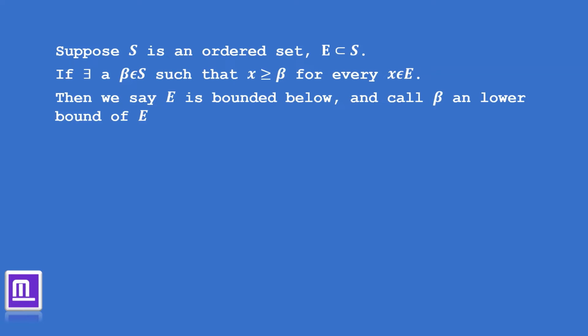In order to understand with the help of the greater than or less than symbol, you just take, instead of S, Q, the rational number set, and E is a subset of the rational number set. If there exists a rational number beta such that every element of E is greater than or equal to beta, then we can say beta is the lower bound of E, and E is bounded below. Why? Because it has some rational numbers which are lesser than every element of E.